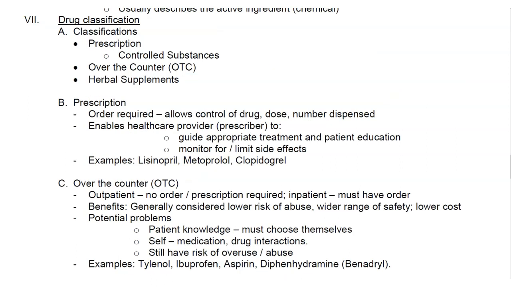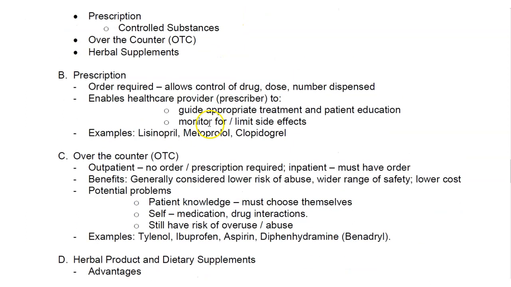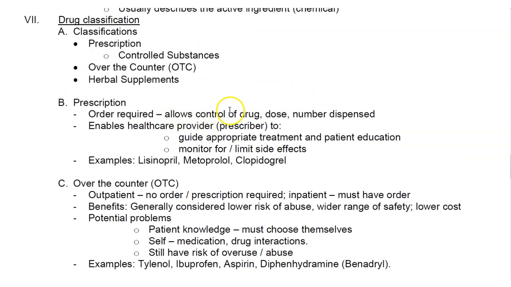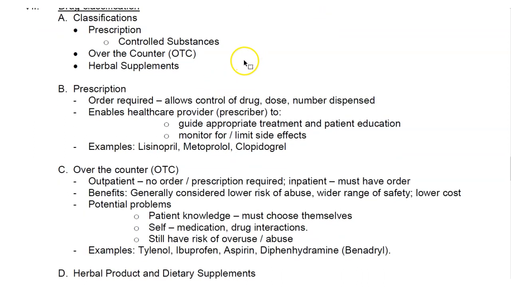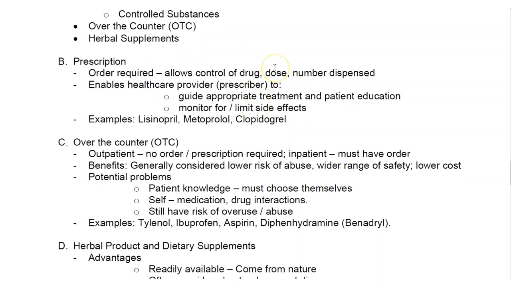Drug classification. So classification of drugs, oftentimes you will hear prescriptions, over-the-counter, or herbal supplements. Now, prescriptions, over-the-counter, and herbal products vary, although some medications usually start as prescription, and over time they change them into over-the-counter versions or classifications. So let's first talk about prescription drugs. So for prescription drugs, it means that an order is required in order to obtain this medication.